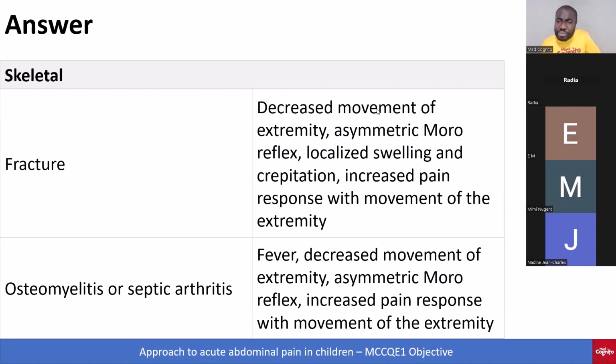So you realize that there's decreased movement of the extremity in fracture, there's decreased movement of the extremity in osteomyelitis. There's asymmetric Moro reflex in fracture, there's asymmetric Moro reflex in osteomyelitis. But what is one key difference that I can use to separate the two of them? Fever. As soon as fever is thrown in, you go, okay, something unique is happening here. So that's why I say that every single word in the MCCQE1 exam is important. Every single word.